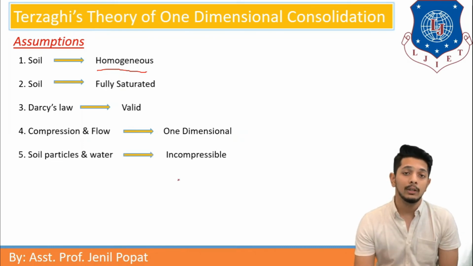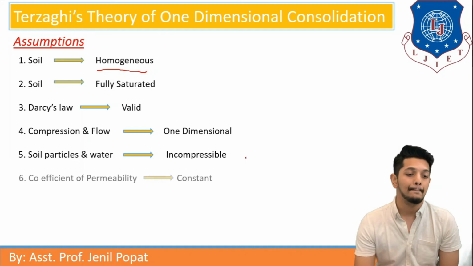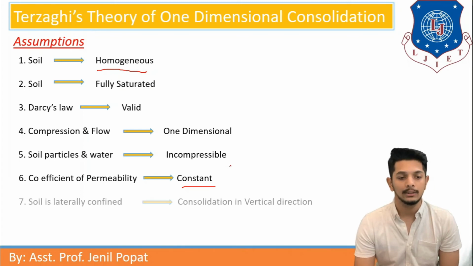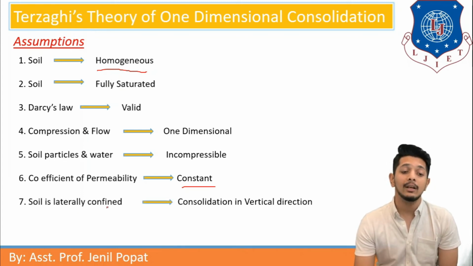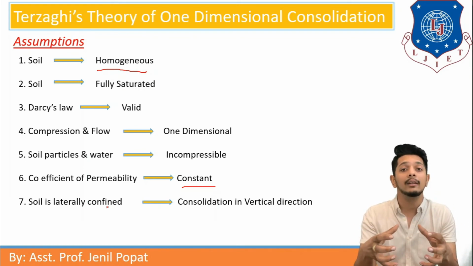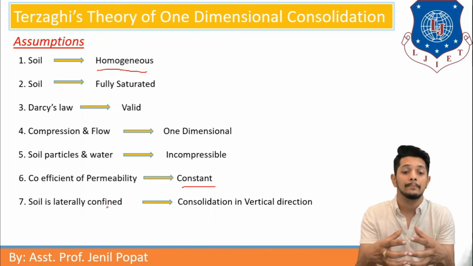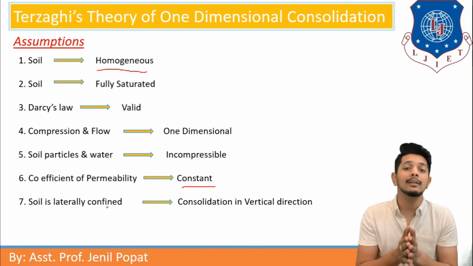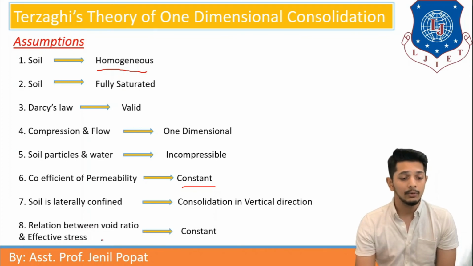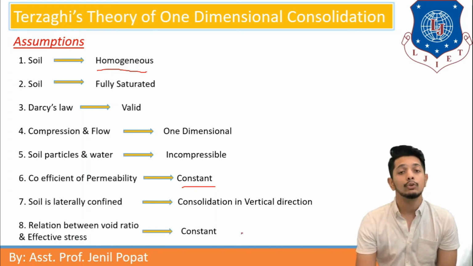Soil particles and water should be incompressible. So soil as well as water are not compressible materials. Coefficient of permeability should be constant. So K should be constant. Soil is laterally confined, so from lateral directions, soil is fixed. So consolidation in the vertical direction only will take place. Let us move further. The relation between void ratio and effective stress should be constant.